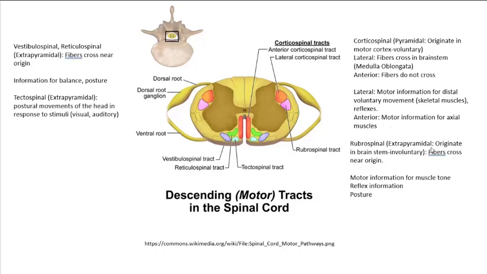Moving on to some of the extrapyramidal tracts, we have the rubrospinal. These originate in the brainstem. The fibers cross near the origin. The rubrospinals are going to carry information, again, motor information for muscle tone, reflexes, and posture. The vestibulospinal and reticulospinal tracts are also extrapyramidal tracts. The fibers cross near the origin and they carry unconscious or involuntary information for balance and posture. The tectospinal, another extrapyramidal tract, is a little bit different. That one's going to carry postural movements of the head in response to auditory or visual stimuli.